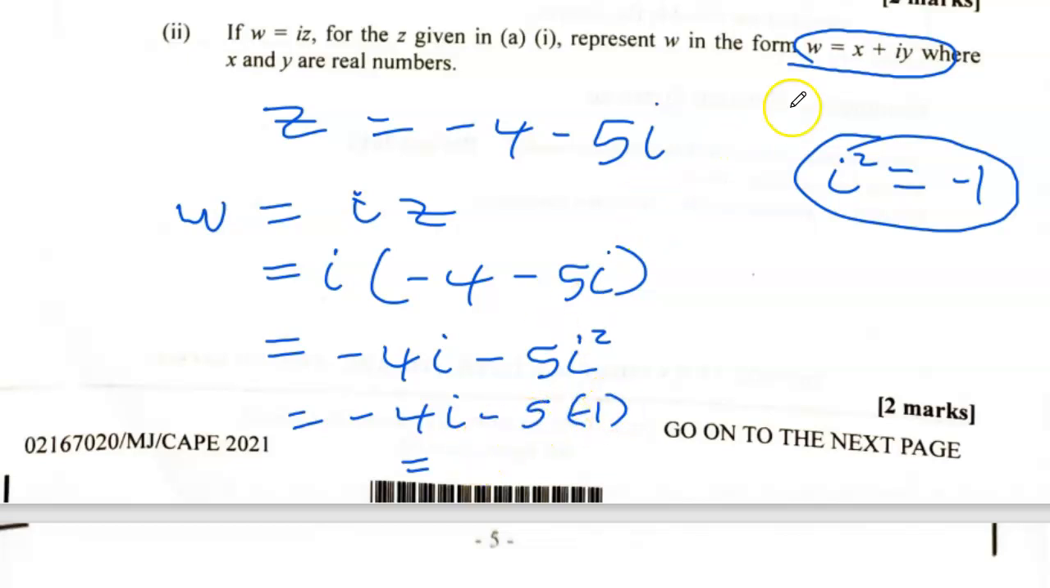So let's put the real part here, the x. The real part is minus 5 times minus 1, that's positive 5. And the imaginary part after that is minus 4i.